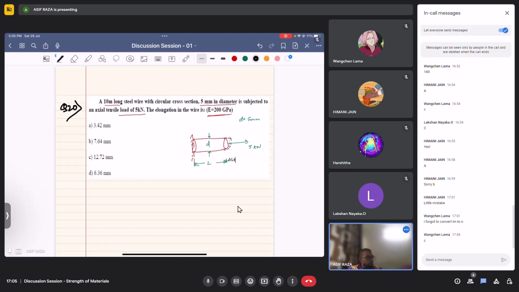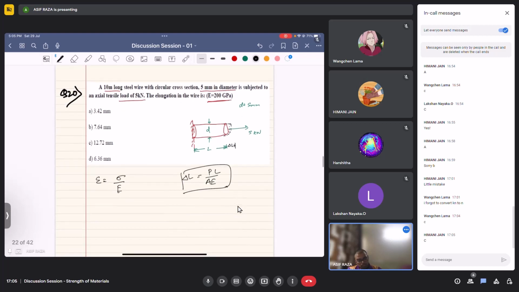Okay, I'll try to solve it. There is a direct formula: delta L would be PL by AE. But rather than directly saying that, I'll just say strain is what? Sigma, stress upon Young's modulus. Yeah, this is Hooke's law.